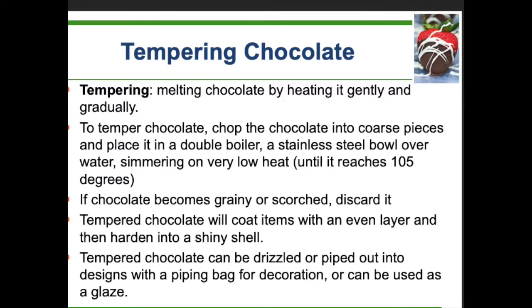Okay, tempering chocolate. Tempering is melting chocolate by heating it gently and gradually. To do this, chop it into small pieces and put it in a double boiler or a stainless steel bowl over water. Simmer it on very low heat till it reaches 105 degrees. If the chocolate becomes grainy or scorched, get rid of it. That means it's seized, not good. Tempered chocolate will coat items with an even layer and then harden into a nice shiny shell. That's what you want. It can be drizzled or piped out into designs with a piping bag for decoration, or it can be used as a glaze.